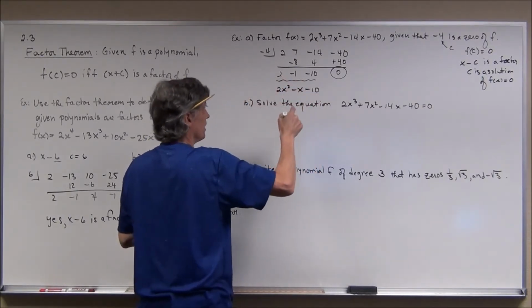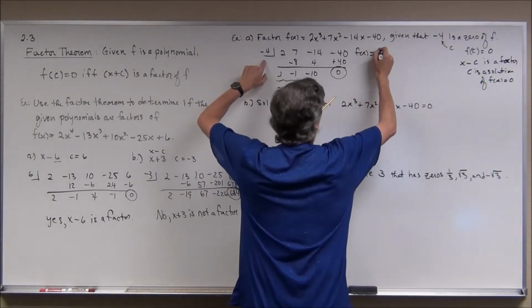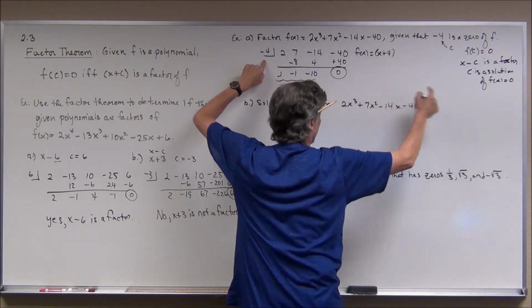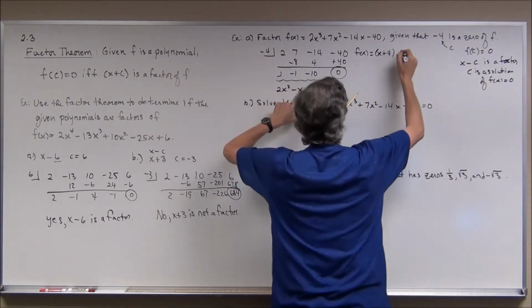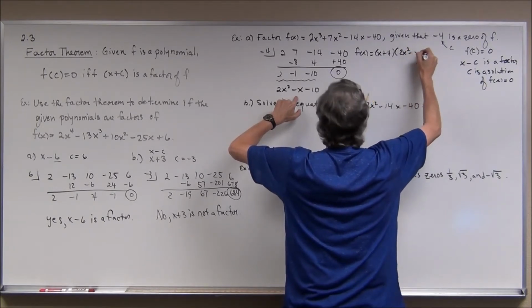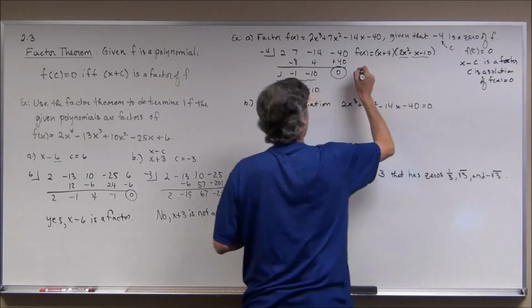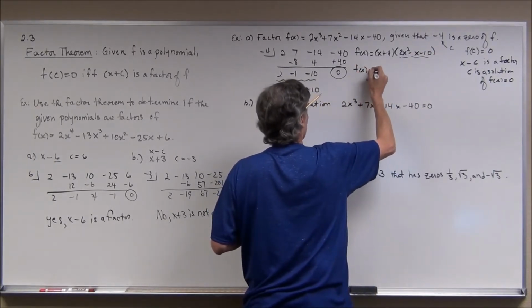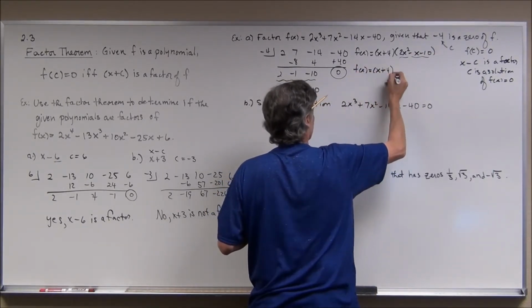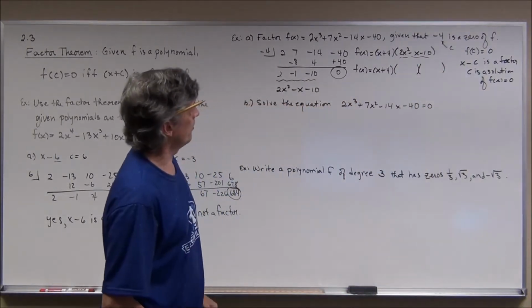What that tells me is f of x is equal to x plus 4, it's a factor, times this quotient here, 2x squared minus x minus 10. That means I'm going to see if I can factor this guy, and since it's a quadratic, with a little luck I'll be able to use my factoring skills and see if this will break down into maybe a couple of binomials here.